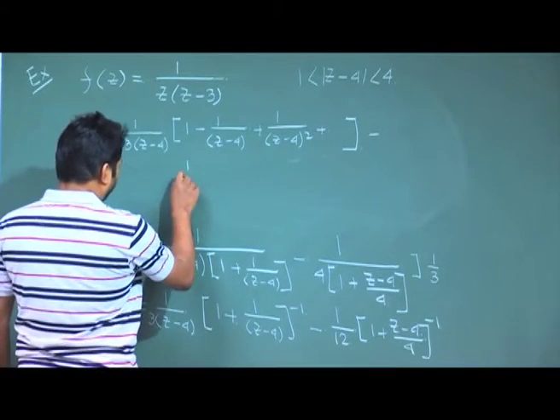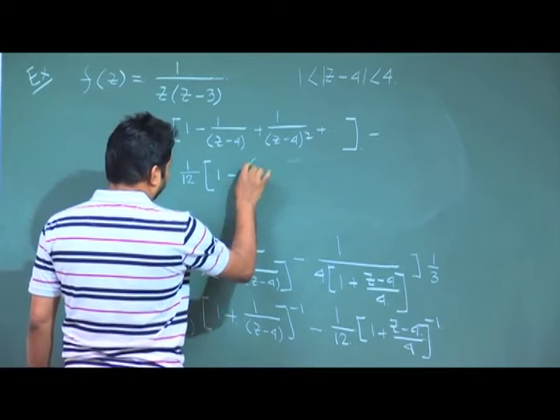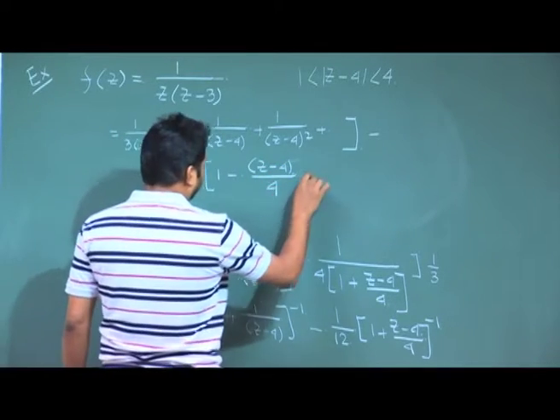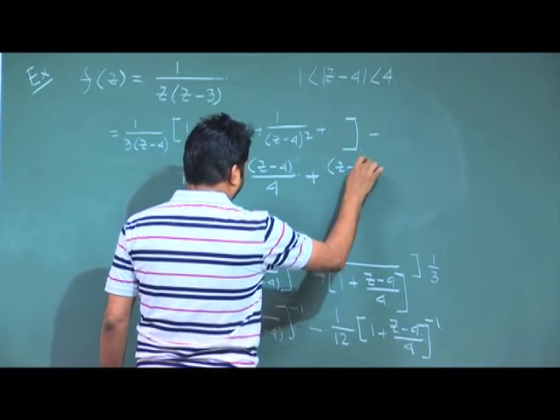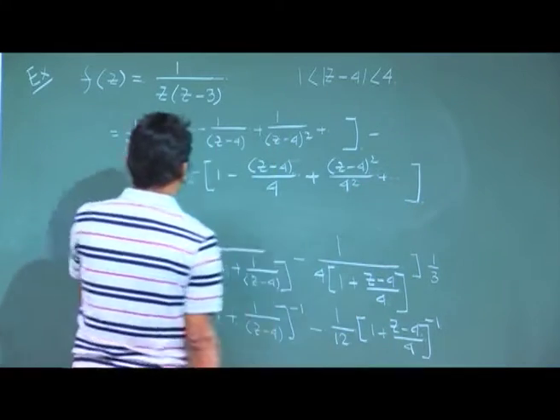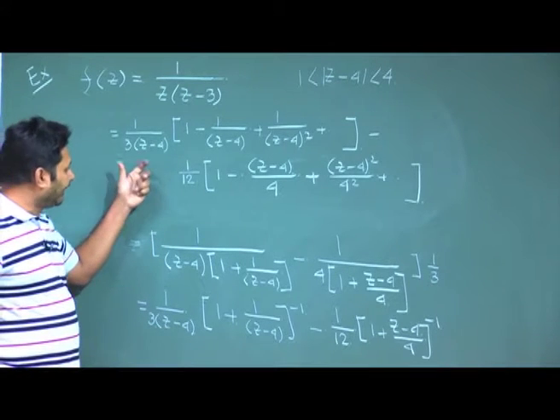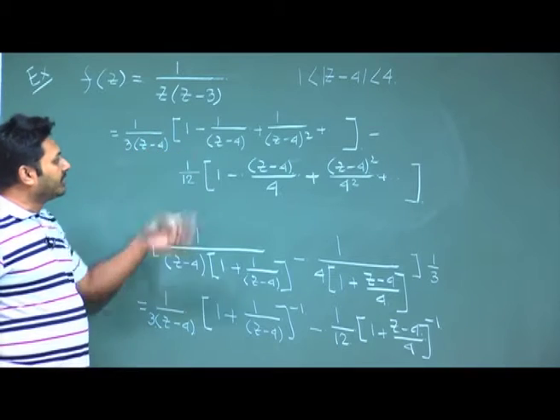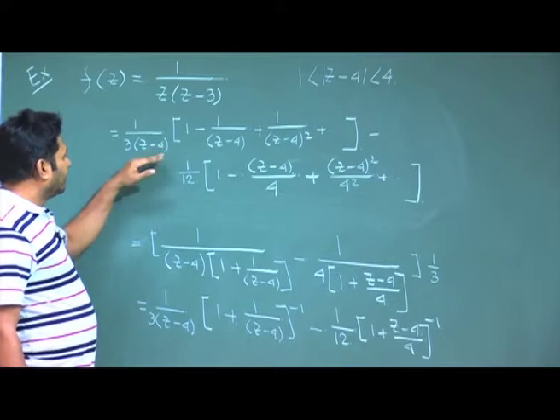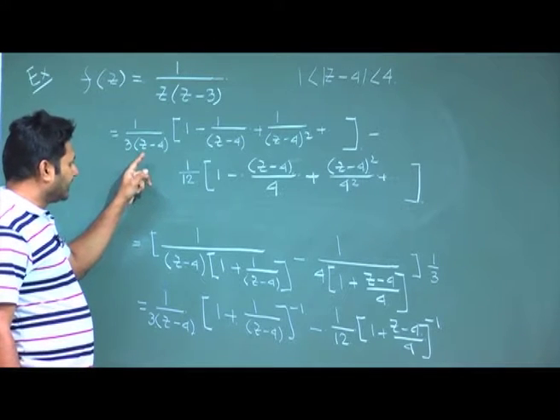It will be minus 1 by 12, and then 1 minus (z minus 4) divided by 4 plus (z minus 4) square divided by 4 square, and so on. So, this is my entire series. This is the Laurent series, and if I use this Laurent series, then the terms will be something like this. So, here the residue, that is the coefficient of 1 by z minus 0, comes out to 1 by 3.